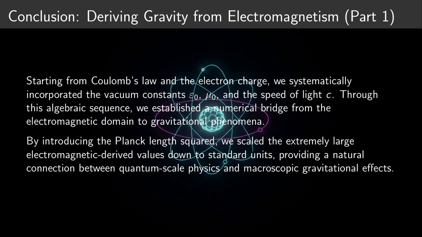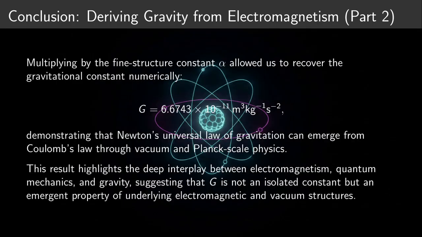Conclusion. Beginning with Coulomb's law and the electron charge, we systematically incorporated the vacuum constants epsilon naught, mu naught, and the speed of light. Through this algebraic sequence, we established a numerical bridge from electromagnetism to gravitational phenomena. Introducing the Planck length squared allowed us to scale enormous electromagnetic values down to familiar units, linking quantum physics with macroscopic gravity. Conclusion continued. Multiplying by the fine structure constant allowed us to recover the gravitational constant numerically.